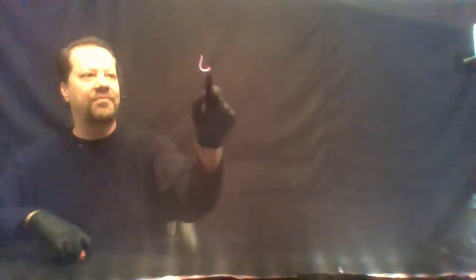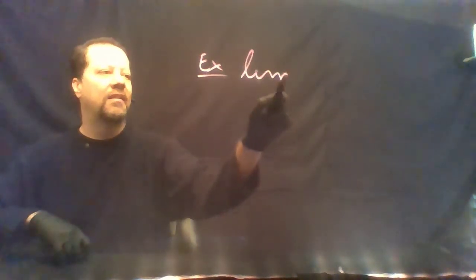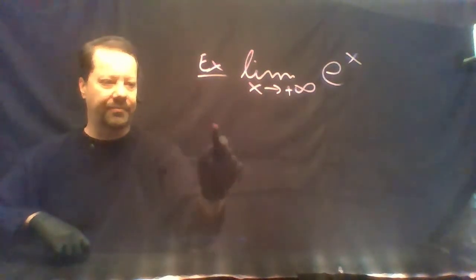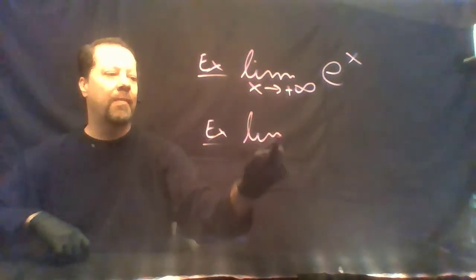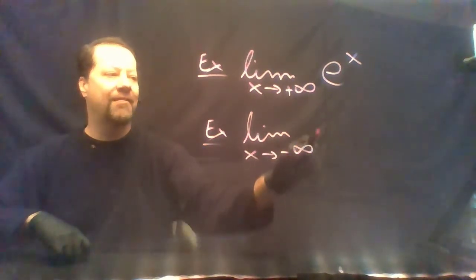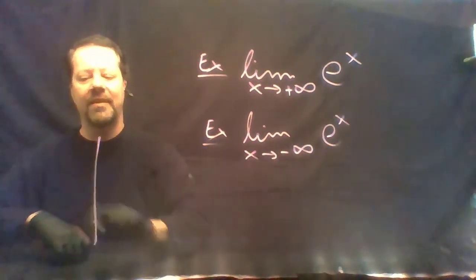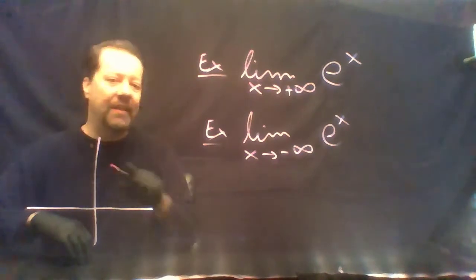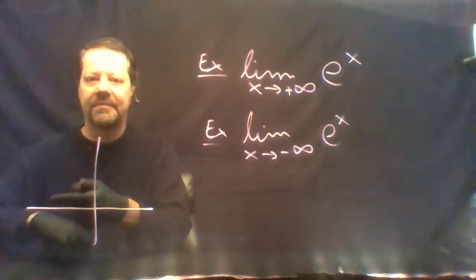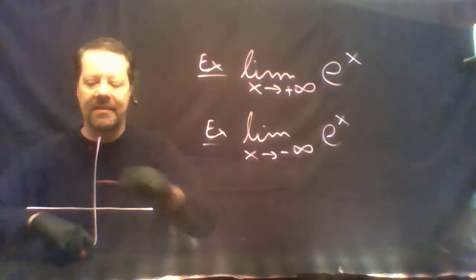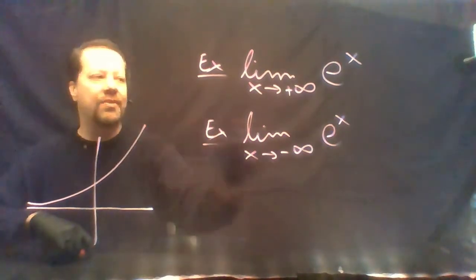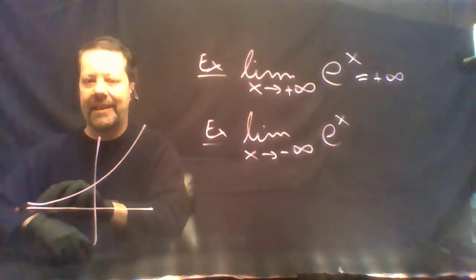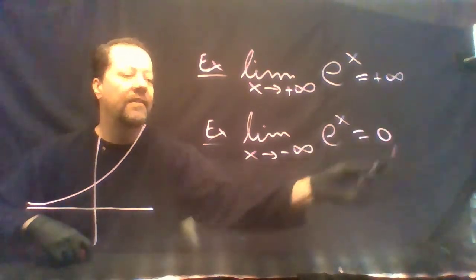Let's look at the limit as x goes to positive infinity of e to the x, and the limit as x goes to minus infinity of e to the x. Now for rational functions, if you get a finite limit, you'll get the same limit whether it's to plus infinity or minus infinity. That's not true for e to the x. The function e to the x goes to plus infinity as you head out to infinity on the right, and as you head out to minus infinity on the left, the function goes to 0.